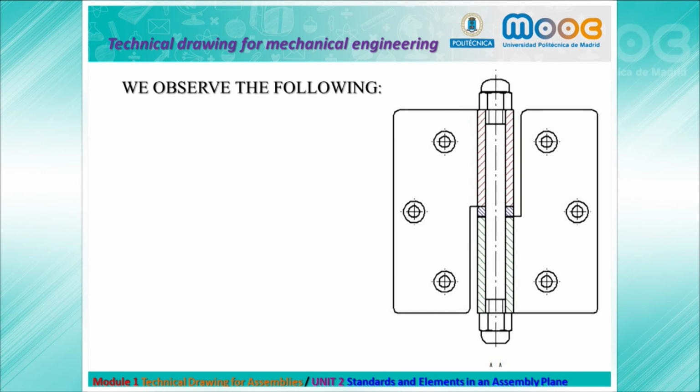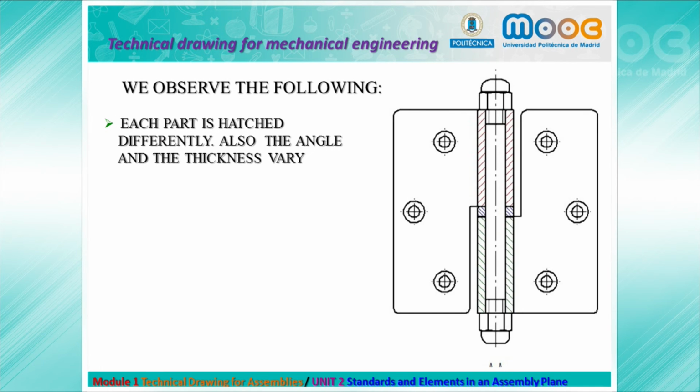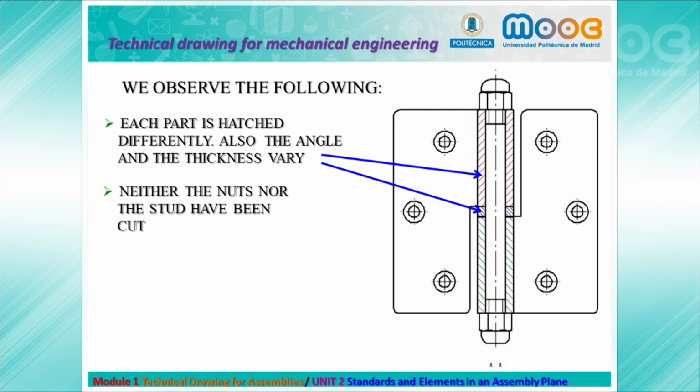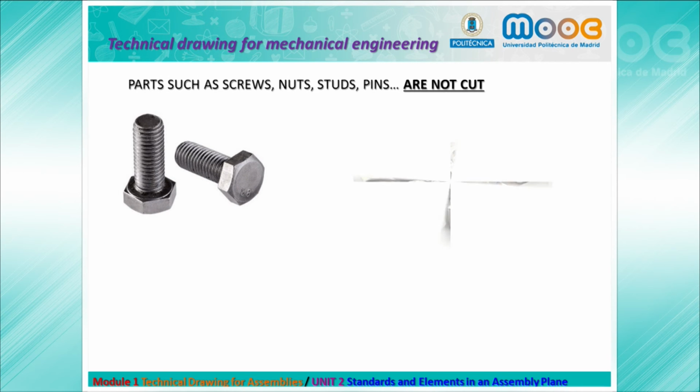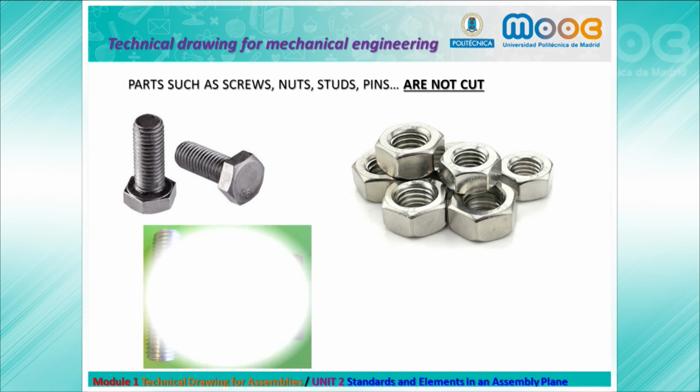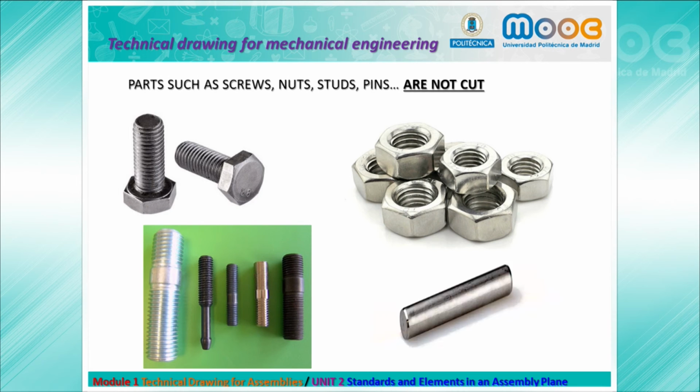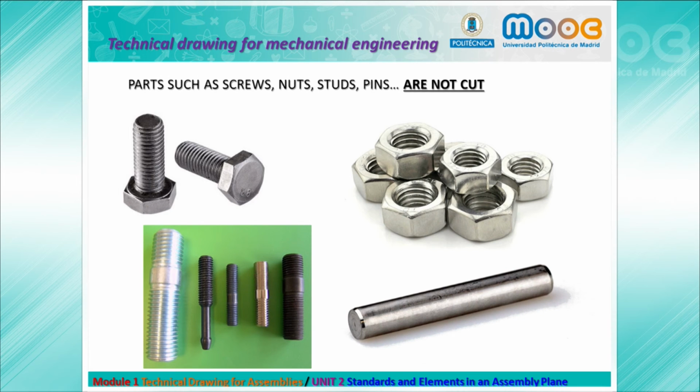More things that we can observe. You see that each part is hatched differently in angle and in thickness. And neither the nuts nor the stud have been cut. These are two very important things in an assembly plane. So parts like screws, nuts, studs, pins are not cut in assembly planes. We have seen before the nuts, and we have seen also a stud.